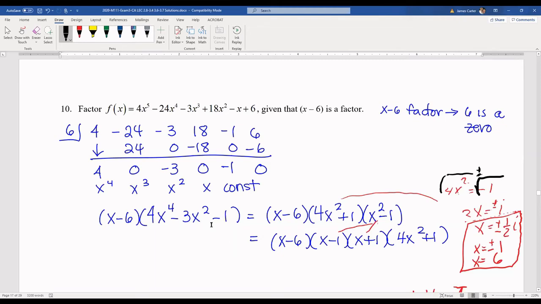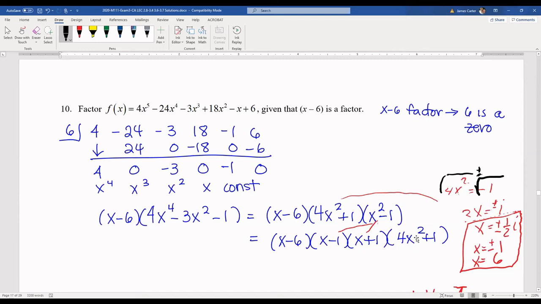Now, 4x to the 4th minus 3x squared minus 1 factors into 4x squared plus 1 and x squared minus 1. Okay? x squared minus 1 further factors into x minus 1, x plus 1. Then the 4x squared plus 1 we can't break down anymore as a factor. But if we need the roots, though, here we have positive 6. Here we have positive 1 and negative 1.